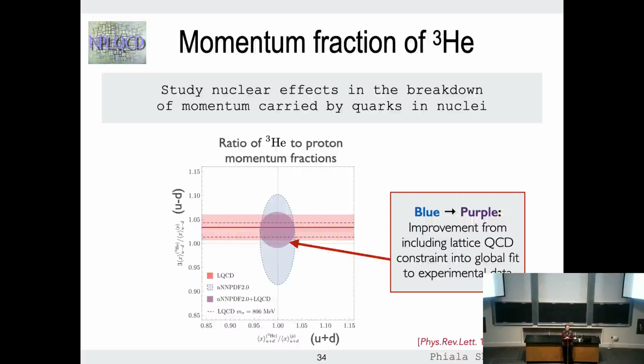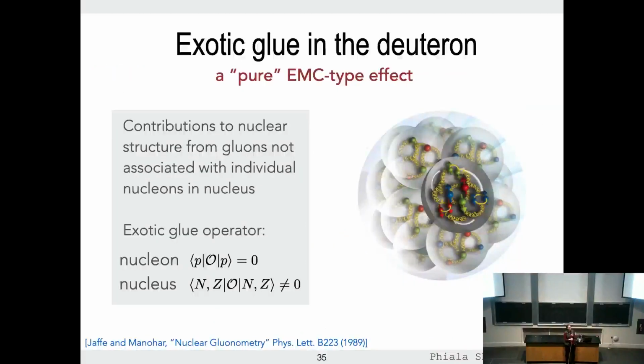Seeing something that looks like not a signal is maybe not the most exciting thing, so let me show you something that is a signal. And this is what's called a signal for exotic glue. Now, exotic glue is the name given to gluon contributions to the structure of a nucleus that do not come from the individual protons or neutrons. So an exotic glue operator here would vanish in a proton, but not necessarily vanish in a nuclear state.